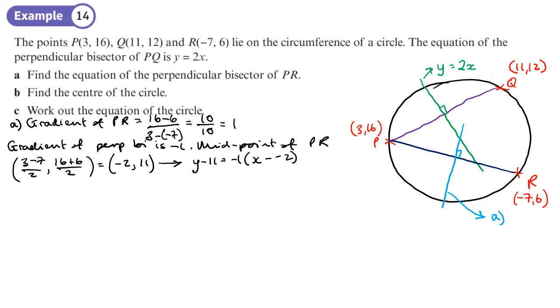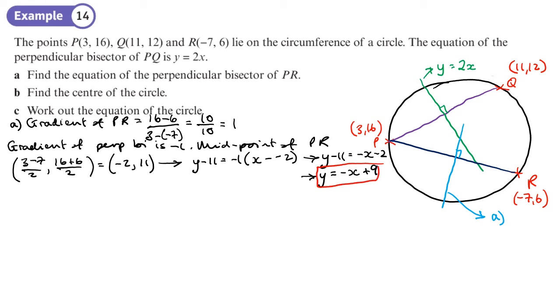It doesn't say which form. Let's tidy up first of all. So y minus 11 equals negative x, and then we'll have negative 2. Let's write it as y equals mx plus c. So y equals negative x, then add 11 to both sides. So y equals negative x plus 9. So there's our answer for part A.